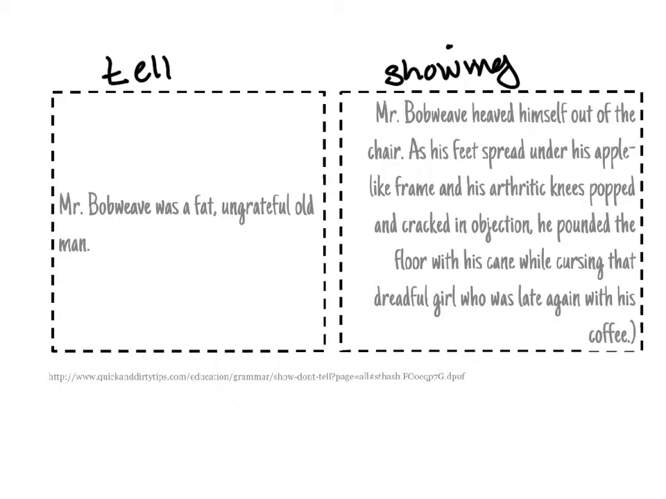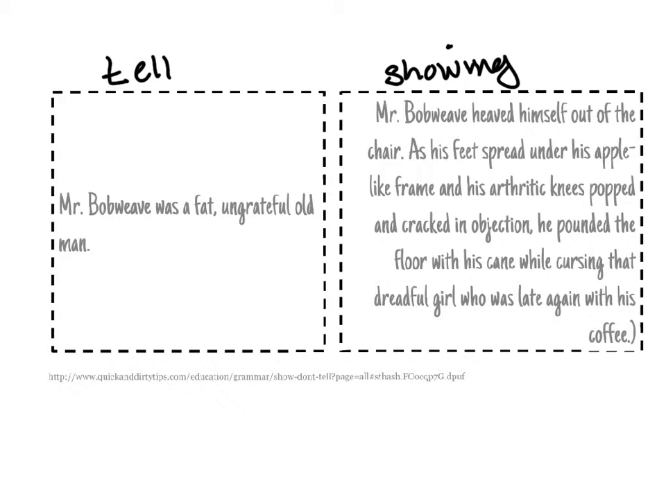I want you to notice Mr. Bobweave heaved himself out of the chair. That alone kind of says something's off. Why is he heaving himself? Is he old? Is he sore? Is he tired? What's going on? As his feet spread under his apple-like frame. Well, apple-like would indicate that he's kind of round, right? So probably big, overweight. And his arthritic knees popped and cracked in objection. So not only is he kind of big, but he creaks and moans. You know what? As we get older, we get more of those creaking and moaning.